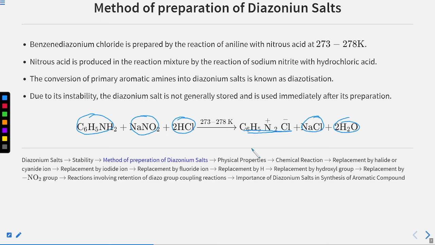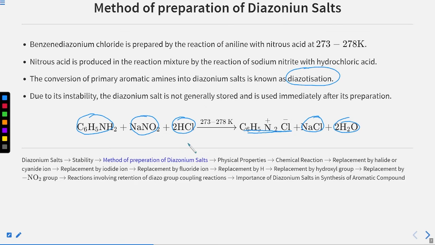Now this method is called diazotization, in which we are converting our amine to diazonium salt. So it is called diazotization. Here we have the nitrous acid. Sorry, sodium nitrite and hydrochloric acid. They both react to form the nitrous acid. And this nitrous acid further reacts with the amine to give the following diazonium salt.